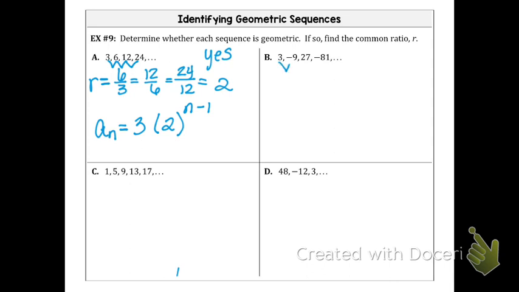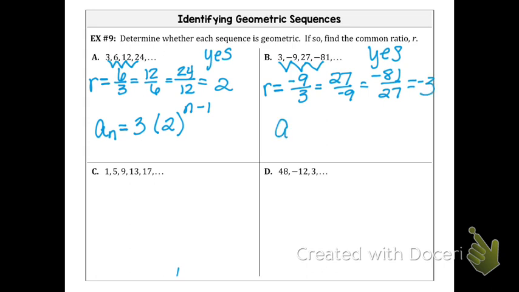All right. Same thing here. We notice that we're multiplying by -3, so we know it is geometric. We know our common ratio is going to be -3, but if we're unsure, remember it's the second term divided by the first term. Same as the third term divided by the second term. Same thing as the -81 divided by the 27, and that's -3. So when I go to write my general formula, a sub n equals my first term times my common ratio raised to the n minus 1.